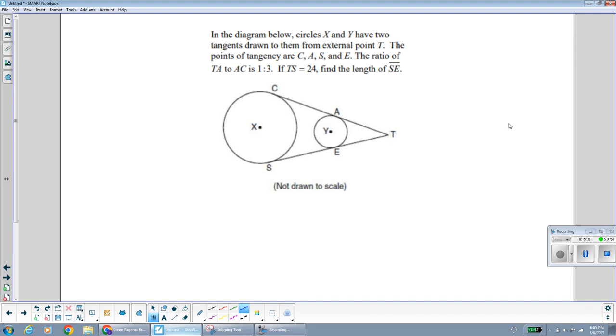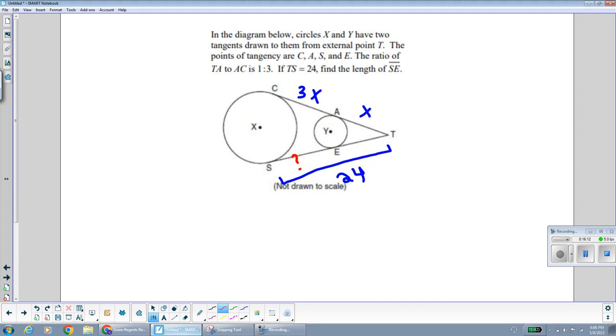So in the diagram below, circles X and Y have two tangents drawn to them from external point T. The points of tangency are C, A, S, and E. The ratio of TA to AC is 1 to 3. If TS is 24, find the length of SE.